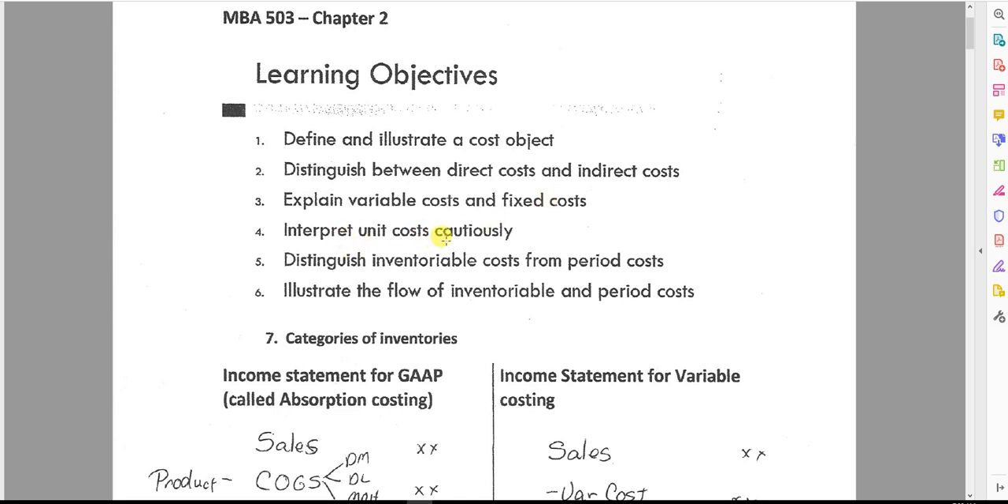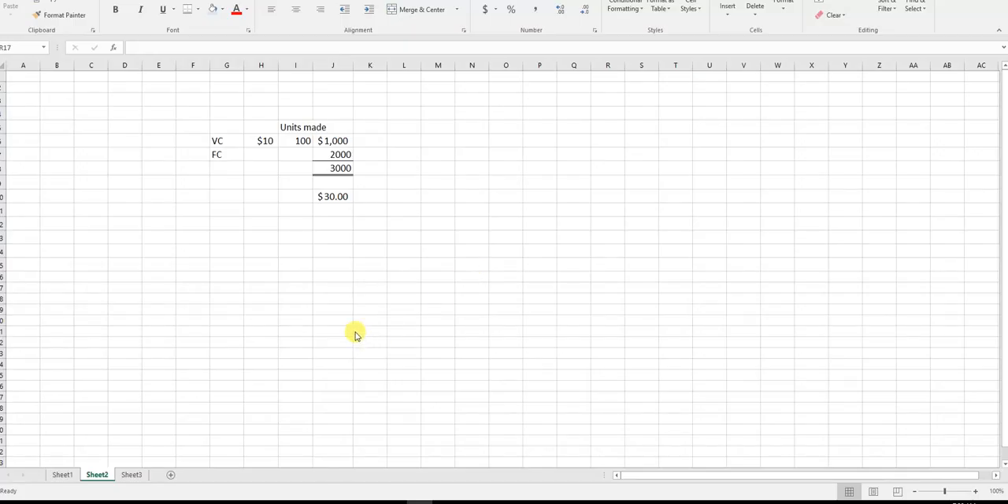Interpret unit costs cautiously. The reason your textbook talks about this is because fixed costs are in unit costs. Let me pause here a second. Let's take this simple example. Let's say that my variable cost, again, I'm making t-shirts, is $10, which would be the fabric for the t-shirts and the worker's hourly wage for working on the t-shirts.